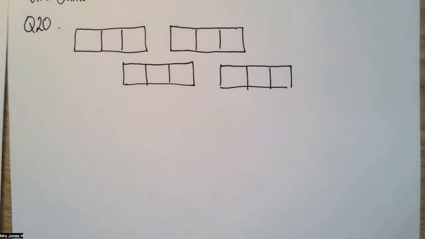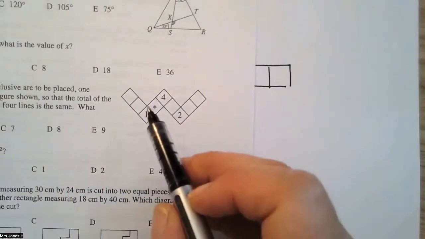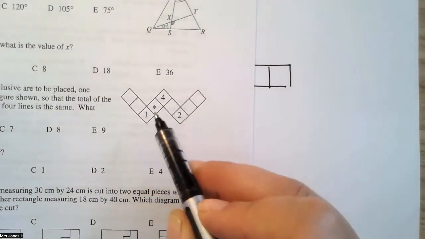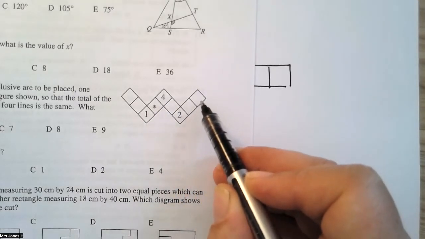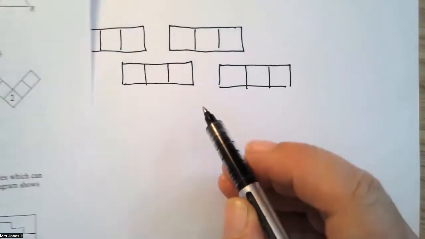So I'm going to look at this in a slightly different way. Each of these lines, we are told this one of 3, this one of 3, this one of 3, and this one of 3 have to add to the same amount. They sum to the same amount.